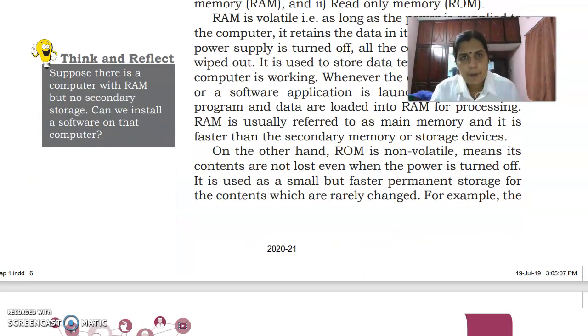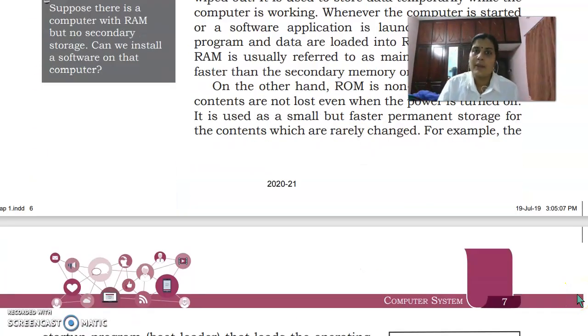Then the next type of primary memory is ROM. ROM means read-only memory. Read-only memory is not volatile, which means data will not be lost when the power is off. So RAM is volatile and ROM is non-volatile. It is very small but fast, permanent storage.